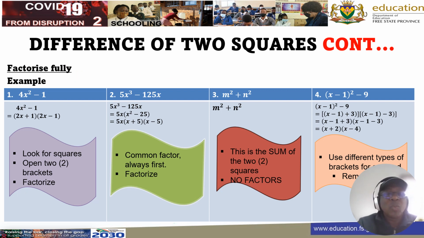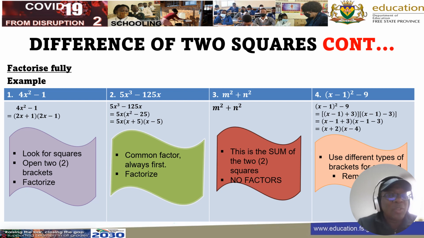The difference of two squares continued. Factorize fully. Example 1: 4x squared minus 1. Look at the squares, open two brackets and factorize. When you open two brackets, we have (2x plus 1) into (2x minus 1).